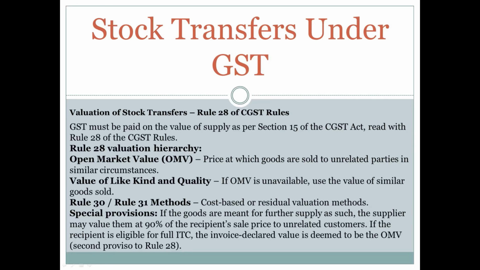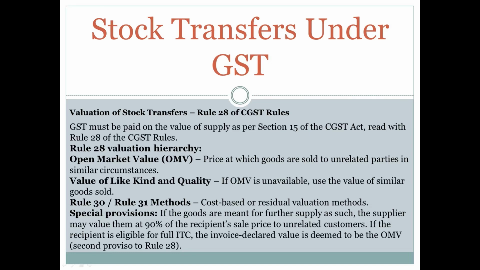1. Open market value, OMV. Price at which goods are sold to unrelated parties in similar circumstances. 2. Value of like kind and quality. If OMV is unavailable, use the value of similar goods sold. 3. Rule 30, Rule 31 methods. Cost-based or residual valuation methods.